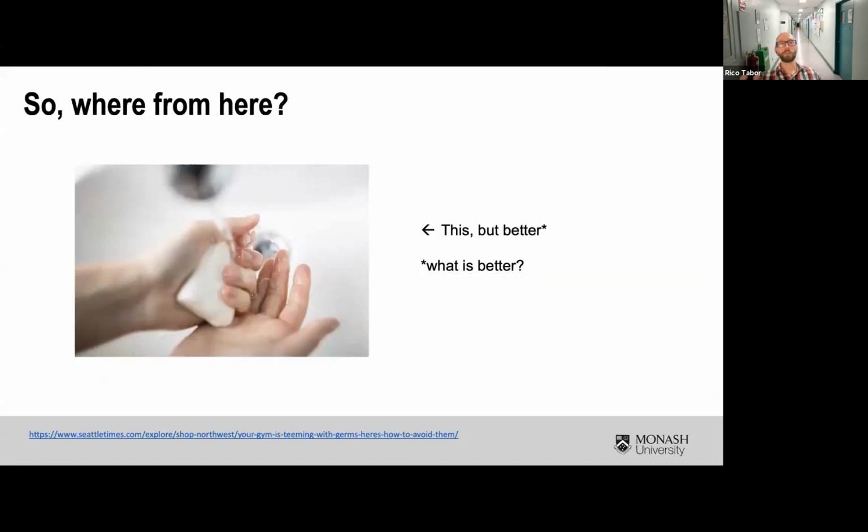So where should we go from here? And now I'll just give you a couple of slides on the research bits that we're doing to try and fix some of these problems, and then I'll stop talking. So we want to do soap, but better.